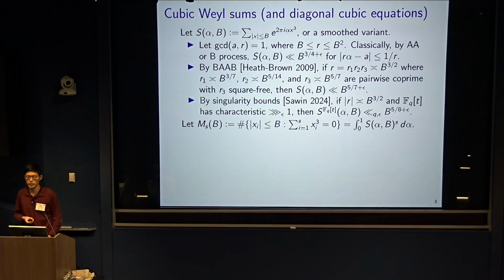If r has a convenient factorization, then Heath-Brown showed that using Poisson summation, then van der Corput differencing twice, and then another Poisson summation, you can improve 3/4 to 5/7.